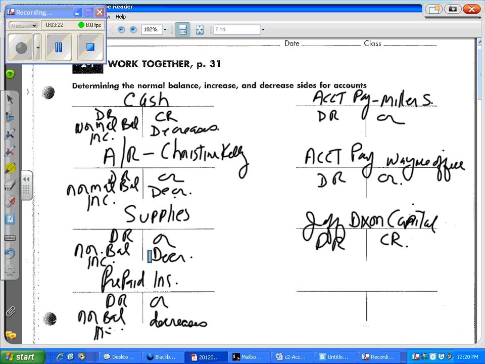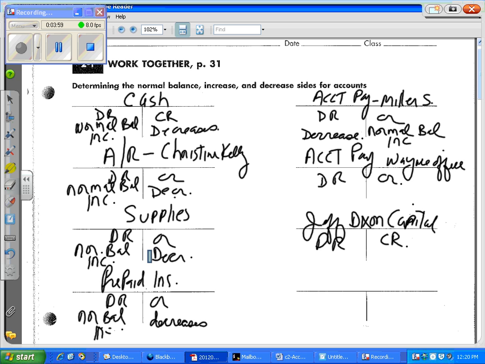Now, accounts payable. If we buy on account from our suppliers, that is an accounts payable, which means that we have increased our liabilities. If you look at the accounting equation, on the right side of the equation are liabilities and owner's equity. So the normal balance for accounts payable will be a credit. If we credit, we increase it. If we debit, we decrease it.